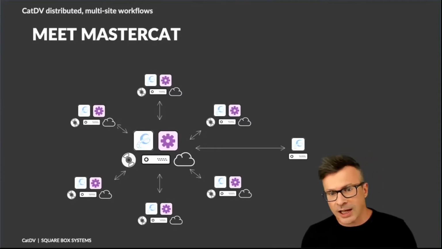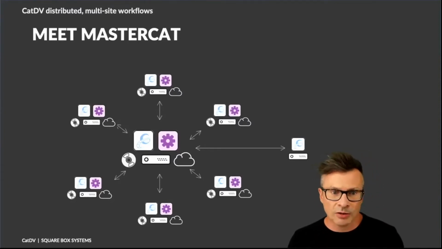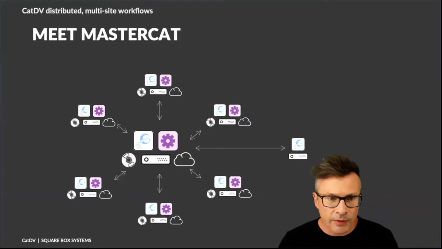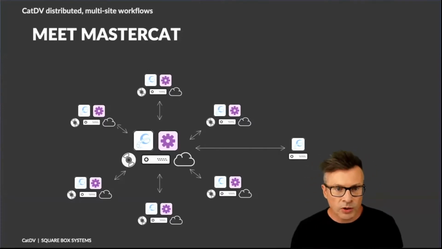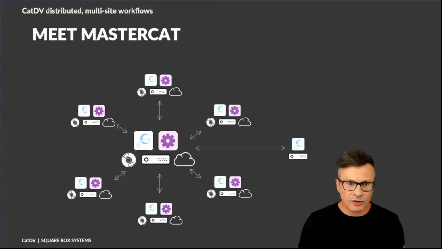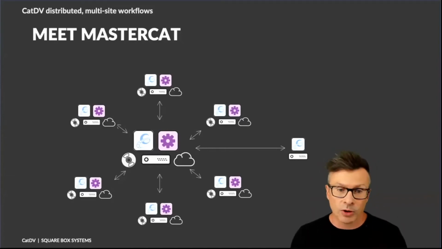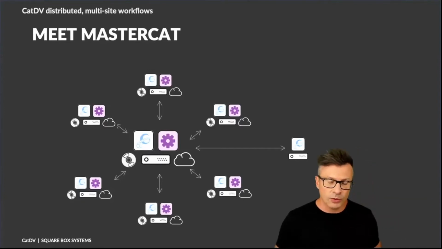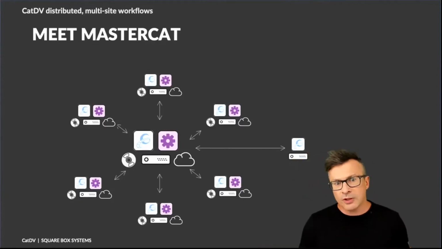You'll see that each of these CatDVs is an independent system in its own right. So we've got our CatDV server, we've got a worker, little purple gear, and then the icons below are meant to show storage, and we've got some SAN or NAS stuff, some LTO, and some cloud going on there. So each of those independent CatDV systems has its own storage and can run independently with its own workflows if it wants to.